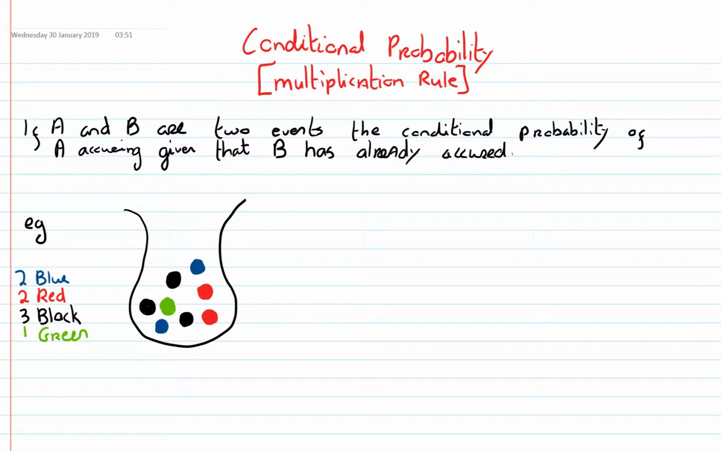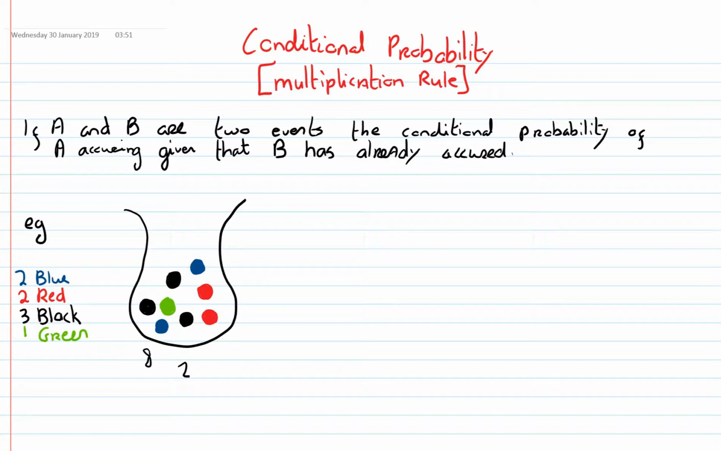Well, the probability of me putting in my hand here and taking a blue is 2 out of 8. Okay, because there's 8 altogether. So 2 blues out of 8. That's fine. What about the probability of me taking a blue and then a red if I put the marble back in place? So this is not conditional probability because I'm putting the marble back in.